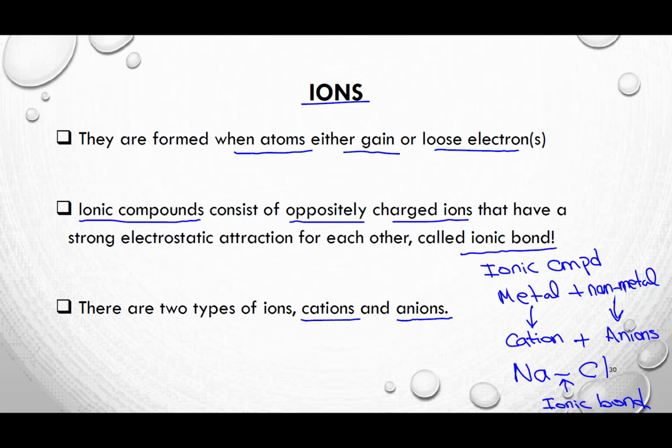What happens is that sodium is a metal in group 1. It loses the electron. Chlorine is a non-metal in group 7, a halogen. It gains the electron. Sodium loses its electron to chlorine. That's why they are bonded, and the bond is an ionic bond.